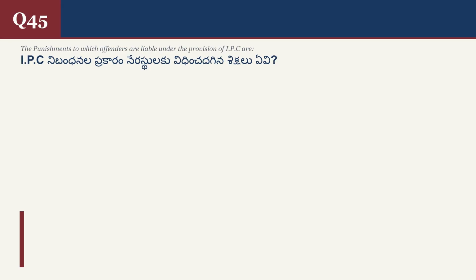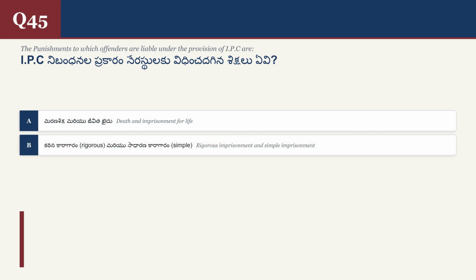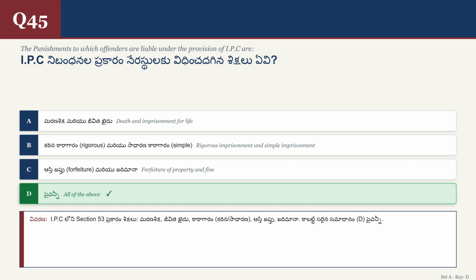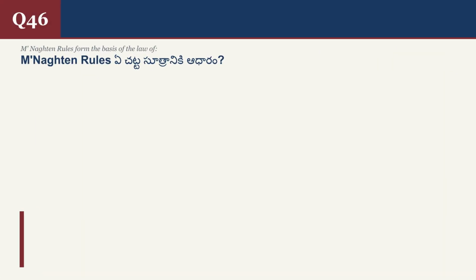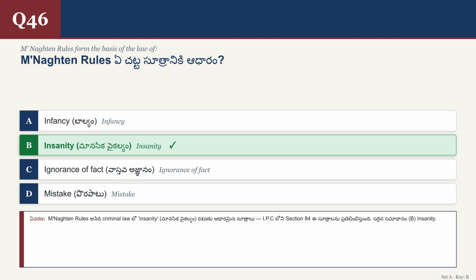The punishments for offenders under the Indian Penal Code, or IPC, include death and imprisonment for life, rigorous and simple imprisonment, forfeiture of property, and fines. Therefore, all of the options are correct. The M'Naghten rules form the basis of the law of insanity, or Manasika Vaikalyam. This principle is reflected in Section 84 of the Indian Penal Code. Thus, insanity is the correct answer.